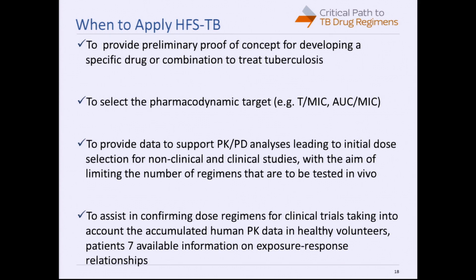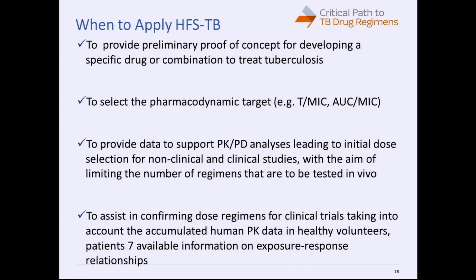So with these data, again, which are much deeper than what I'm able to present in a 15-20 minute presentation here, along with the work that went into the qualification of the tool itself, we believe we have good confidence on when to apply the hollow fiber system model to provide preliminary proof of concept for developing a specific drug or combination to treat TB, again, to select the pharmacodynamic target, to provide data to support PK/PD analysis leading to initial dose selection for non-clinical and clinical studies, and to assist in confirming dose regimen for clinical trials taking into account the accumulated human PK in healthy volunteers, patients available on exposure-response relationships.